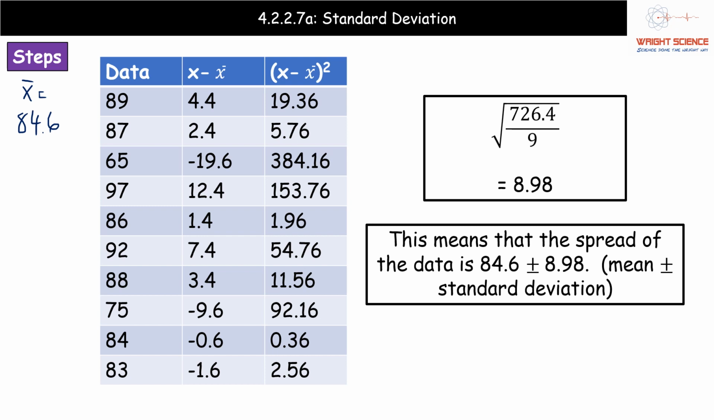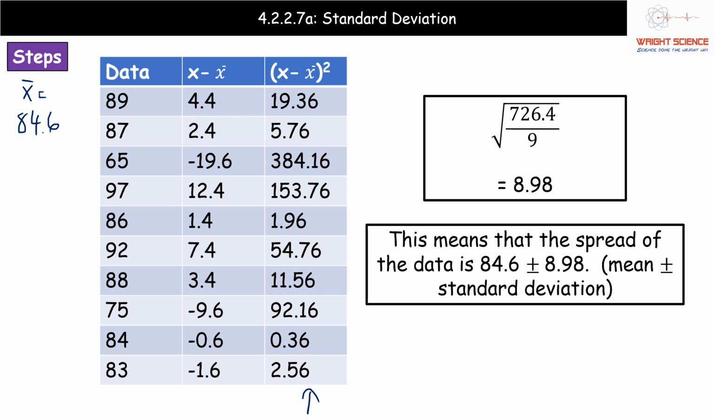Once we've got that all squared, we are going to add this entire column together. We end up with a value of, I do believe, 726.4, and then we can substitute it into our formula. So remember, we need the square root of the sum of x minus x bar squared, which is 726.4, divided by n minus 1, which was 9, and that gives us 8.98. So that means our standard deviation is 8.98.